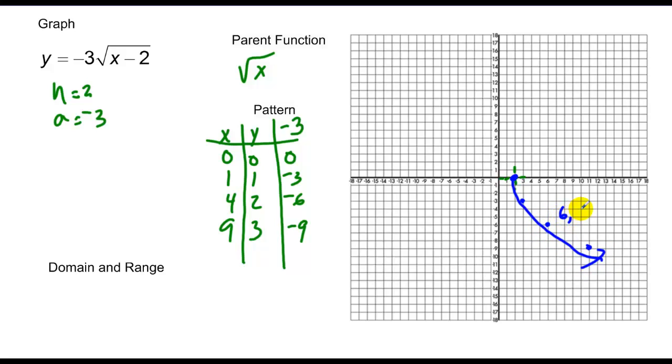This looks like the point 6, -6. We'll check that real quick. Put in a 6 here. Get 6 minus 2, which is 4. Take the square root of 4. We get 2. 2 times -3 is -6, and sure enough it checks. As far as domain and range, x's move to the right from 2, so my domain is x is greater than or equal to 2. My range, the y is moved down from 0, so y is less than or equal to 0.